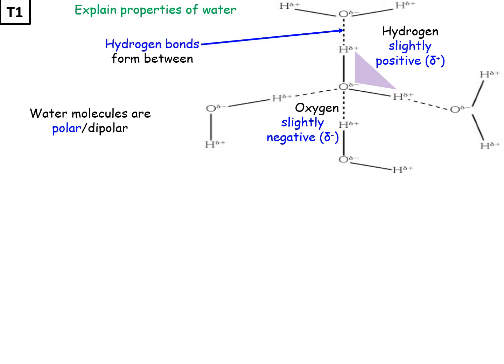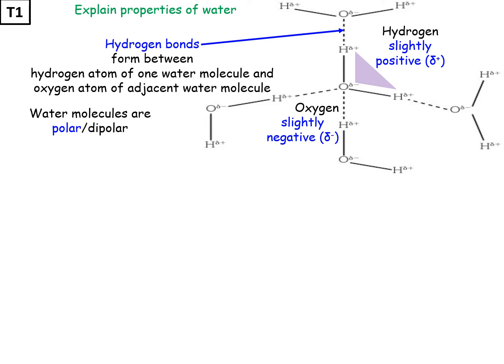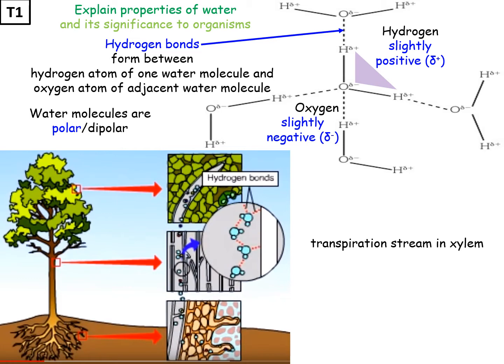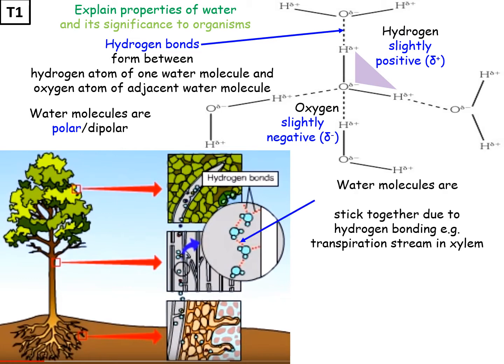Therefore, hydrogen bonds can form between the hydrogen atom of one water molecule and the oxygen atom of an adjacent water molecule, causing an attraction between water molecules. This has a significance to organisms. An example of this is in the transpiration stream in xylem, where hydrogen bonds form between adjacent water molecules, causing them to stick together. This is known as cohesion, where the water molecules are cohesive by sticking together due to the hydrogen bonds that form.